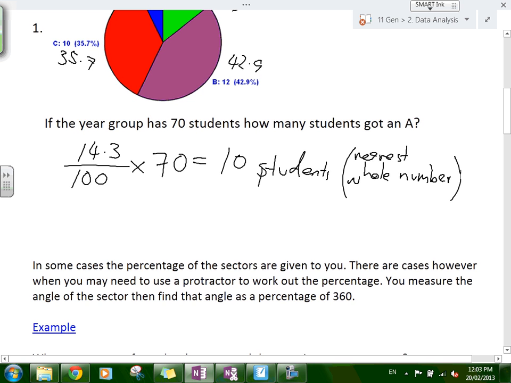In some cases, the percentages of the sectors are given to you. But there are also cases when they may not be. These cases can happen in exams and assessments, or it may just be given to you in whatever context. You may need to use a protractor to work out the percentage, which means you have to work out the angle of the sector inside the circle, and then find that angle as a percentage of 360.